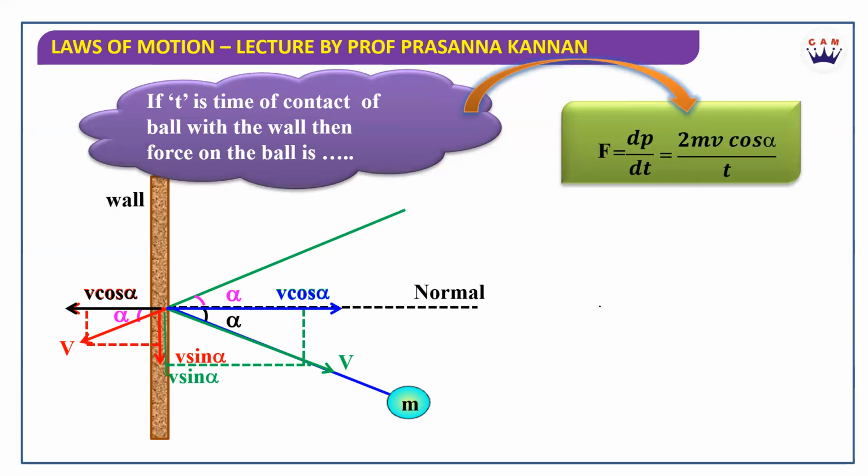Is it clear, guys? How it is 2 mv cos alpha? I took efforts to draw it and show you in detail. Okay. Now, next one you can tell me. You will tell me yourself.